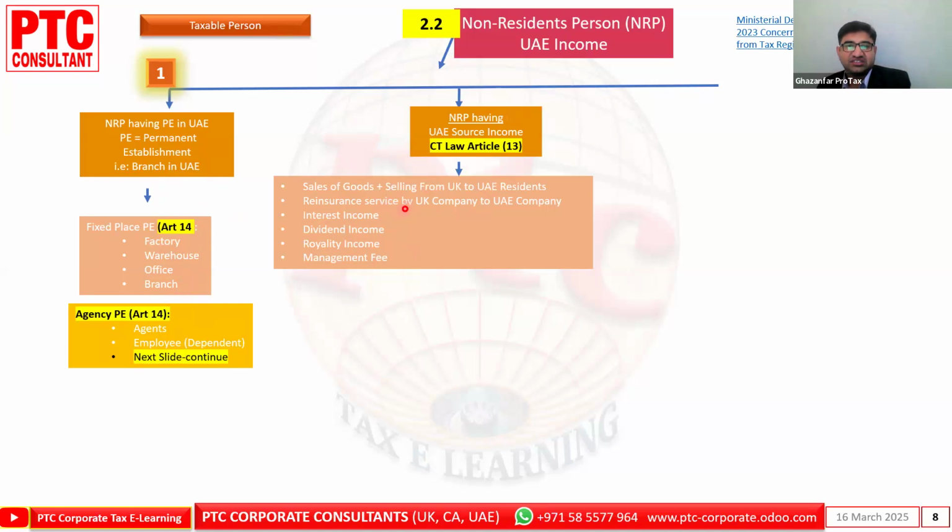Sale of goods, selling from the UK to a UE resident. If the UK company is selling goods in the UE, they are generating revenue from the UE. You go to the UK company's website and purchase something, you are living in the UE, you are paying from the UE. That is the UK company's source of revenue from the UE. Plus reinsurance service by the UK company to a UE company.